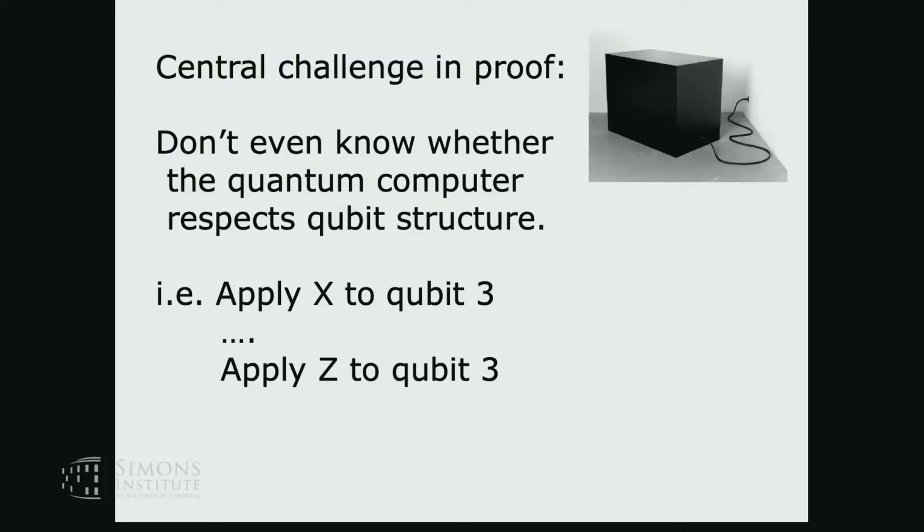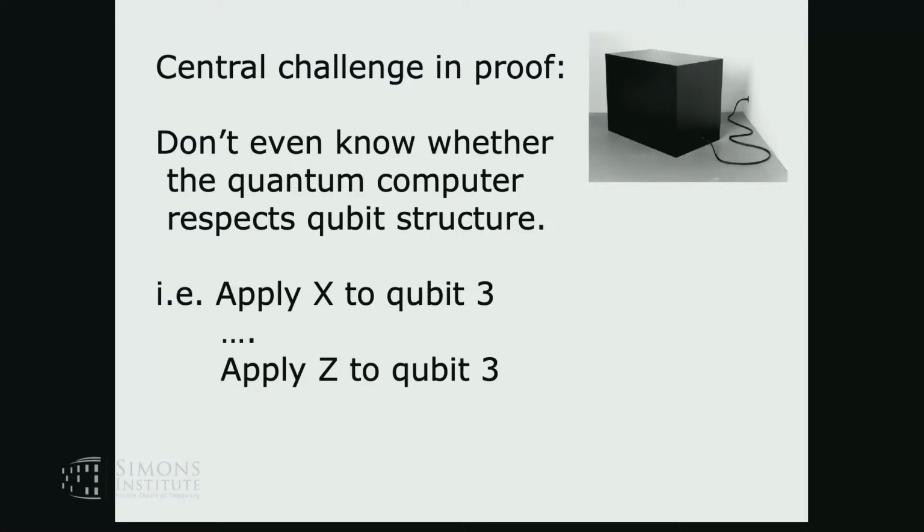How do we know it's even respecting the qubit structure? We don't know that it had qubits inside. We don't know how this information was represented. We don't even know that the way the information was represented, even if the information was sort of distributed in some non-intuitive way, it respects any qubits. So this turns out to be a key issue that we want to enforce from the outside.